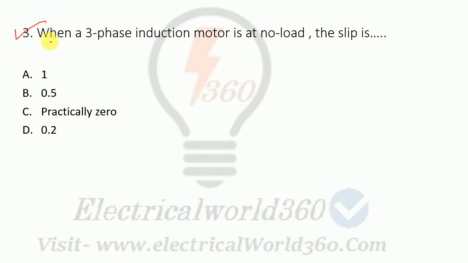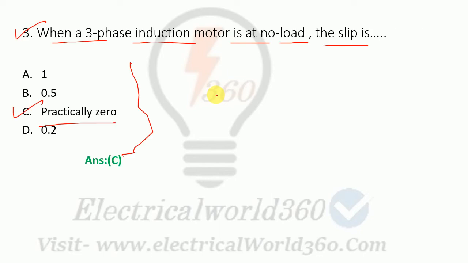This is the question number 3. When a three-phase induction motor is at no load, the slip is what? So these are the options. Here the right option will be option number C. That means when the three-phase induction motor is at no load, the slip is practically 0. That's why here the right option will be option number C.